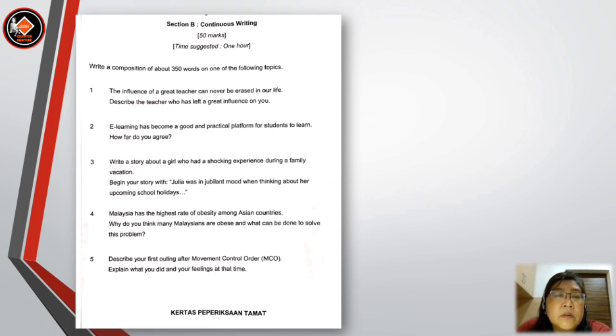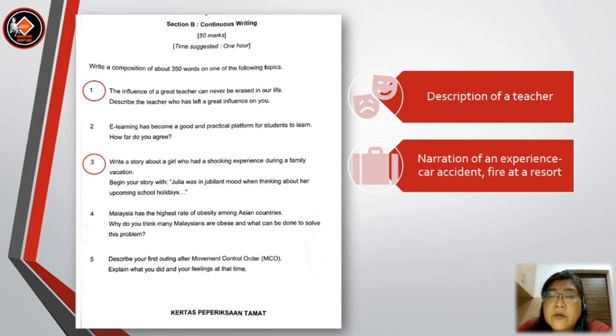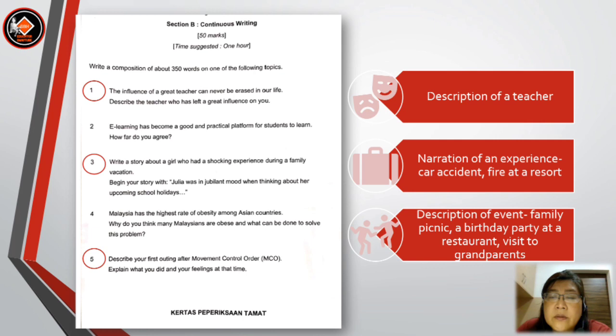So the possible ones that you can write are: number 1, the description of a teacher, which is quite easy. And then topic 3, a narration of an experience. Maybe you can write a car accident or a fire at a resort. And the last one, number 5, is a description of an event. So you can write, maybe after the MCO, a family picnic, a birthday party at the restaurant, or a visit to your grandparents' house.